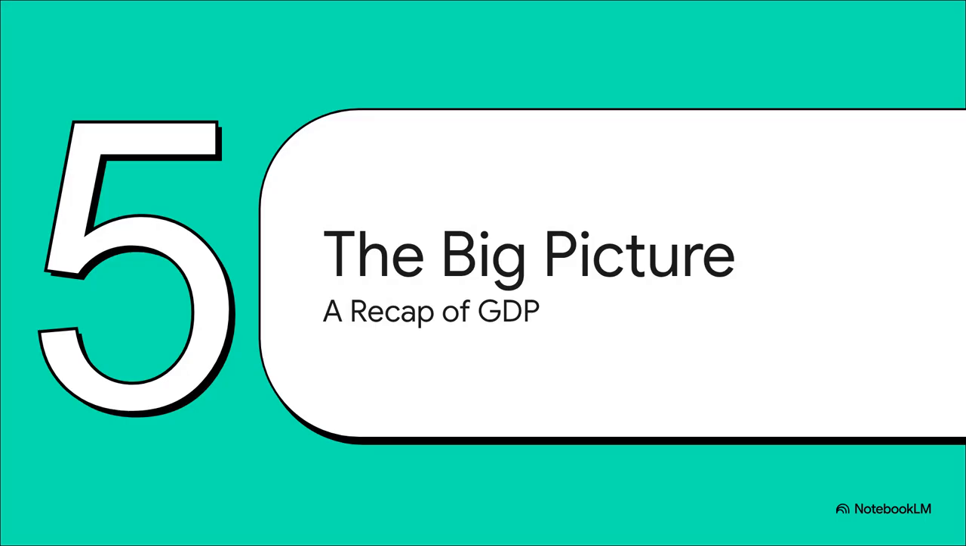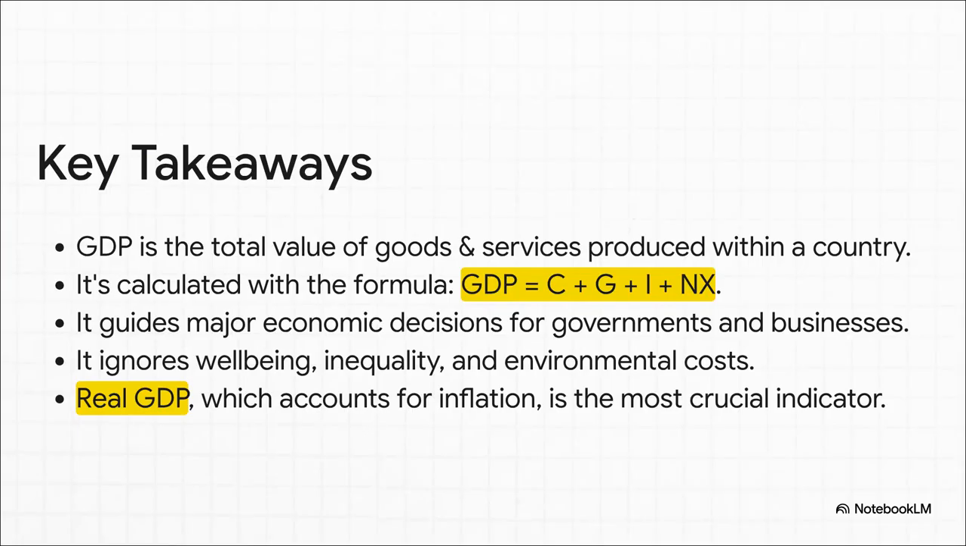Okay, let's bring it all home. In our final section, we're just going to quickly pull together the most important things to remember about gross domestic product. So, let's review. First, GDP is the main scorecard for a country's economic output. Second, you can calculate it by adding up consumption, government spending, investment, and net exports. Third, it's a vital tool for making huge economic decisions. Fourth, and this is key, it's an imperfect tool that misses a lot about well-being and sustainability.